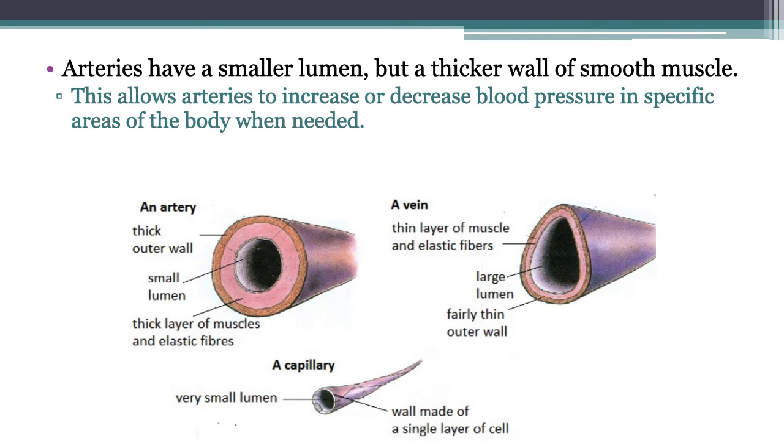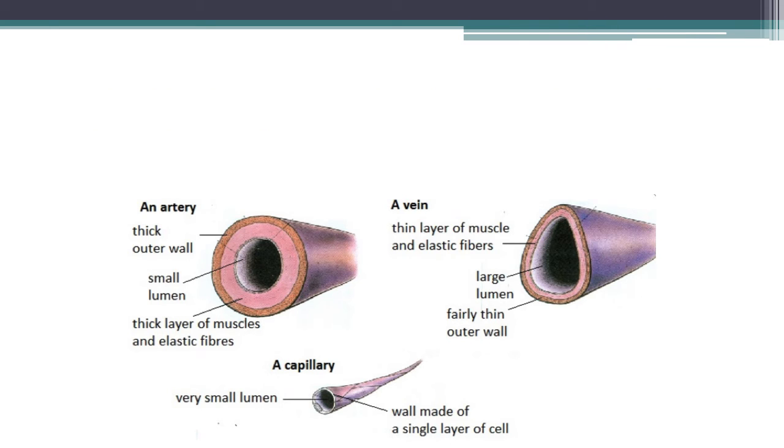Arteries have a smaller lumen but a thicker wall of smooth muscle. This allows arteries to increase or decrease blood pressure in specific areas of the body when needed.